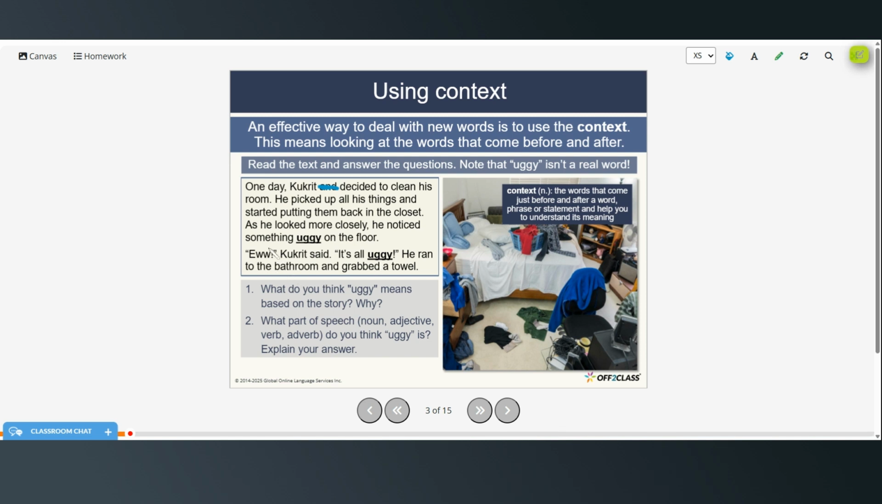Just because he says ooh, which suggests that he's disgusted, and then he grabs a towel, so it suggests that it's something that needs to be cleaned up. And then ugly, as it's used, would be an adjective because we've got a word that's followed. So it's is short for it is, the to be verb. And often when you have a pronoun, a to be verb, and then another word, the word is an adjective describing the pronoun, the subject pronoun.